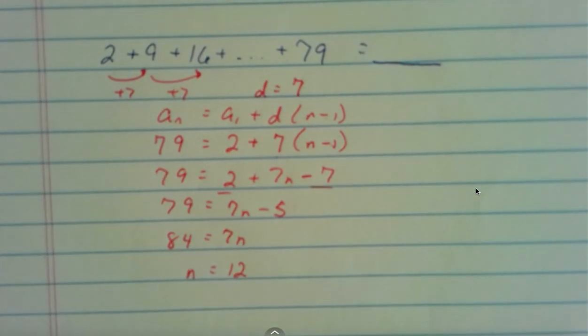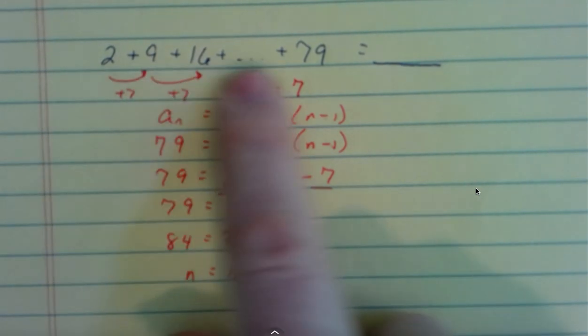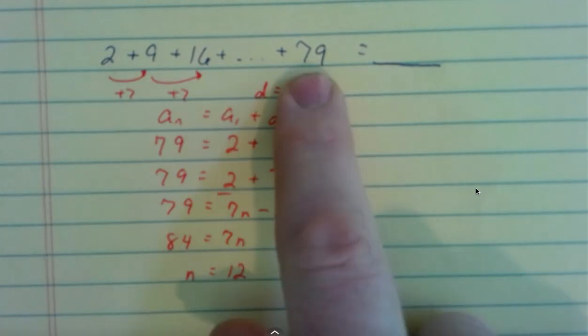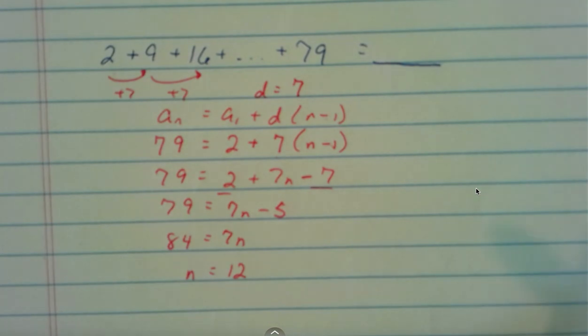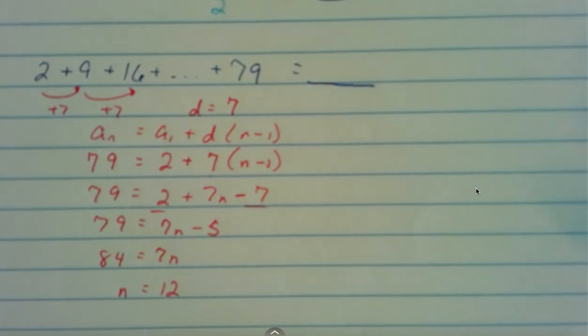So I know up here in this series, there are 12 terms. There are 12 numbers that need to be added together. So I can go ahead and write my explicit formula.